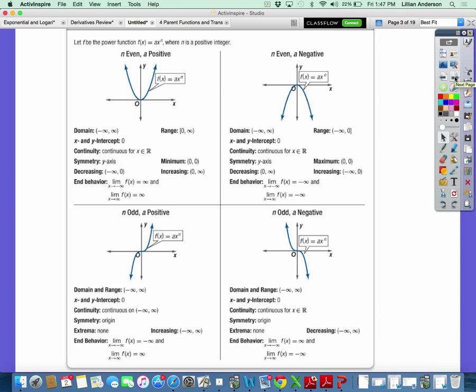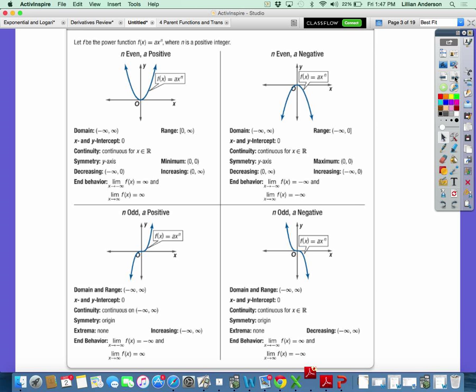So, you have two different types of power functions. You have ones that are even and ones that are odd, okay? Even power functions are like x squared, x to the fourth, x to the sixth, so on and so forth, okay? Any type of even power function is going to basically have the same type of pattern and shape as your standard quadratic, okay? And we actually talked about quadratics on Tuesday, I believe, right? Because Wednesday we went over your test. So, the domain of any even power function is negative infinity to infinity.